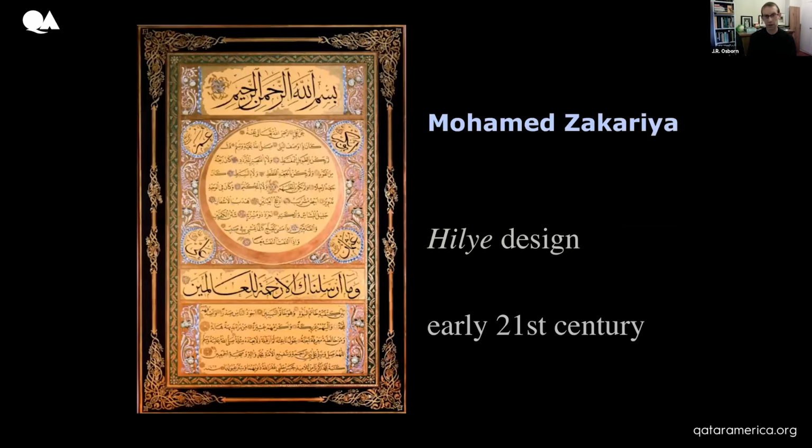Here's another example in the Ottoman style for master calligrapher Mohammad Zakaria, who lives here in the Washington, D.C. area. This was designed in the early 21st century. And we see that there are multiple scripts. These are more pointy, these are a bit more loopy, depending on the area of the panel. The result is a pattern of writing and design that spills across the page as a whole.